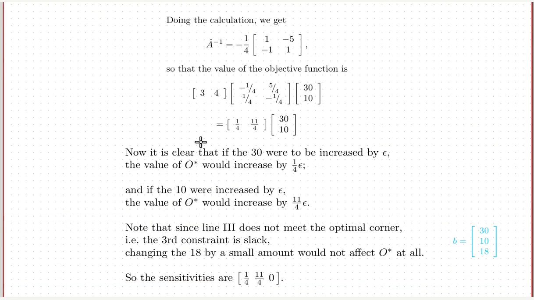So finally, we can summarize this by saying that the sensitivities are 1/4, 11/4, and 0. The sensitivity is 1/4 with respect to the first entry in the constraint vector, 11/4 with respect to the second entry, and 0 with respect to this third entry. I just copied over the constraint vector over here. So the sensitivity is 0 with respect to the third entry. So replacing the 18 by 18.5 or anything small will not affect the value of the objective function at all.